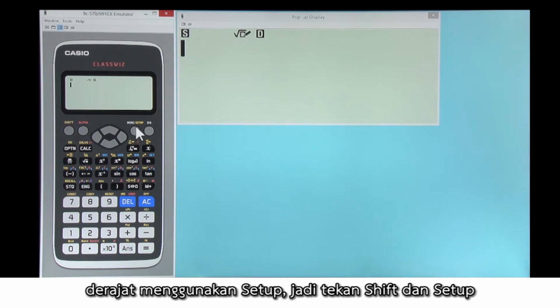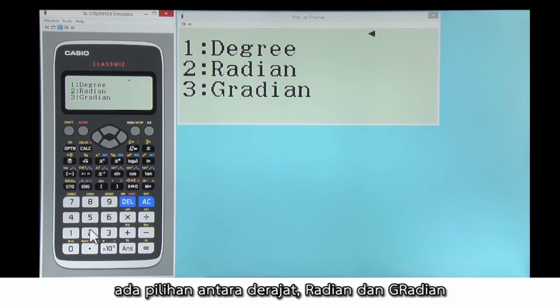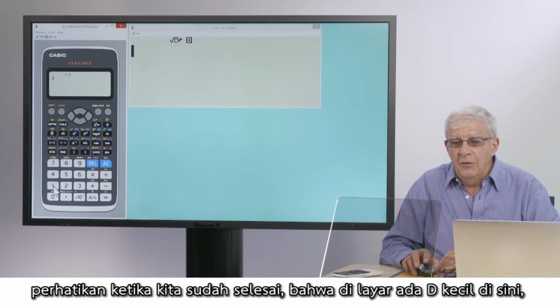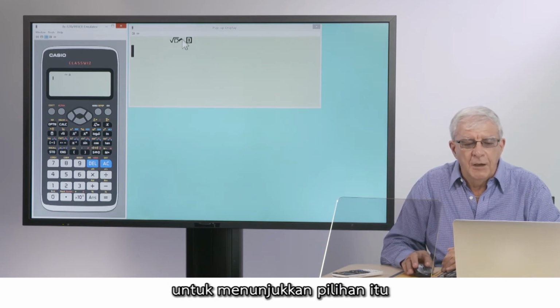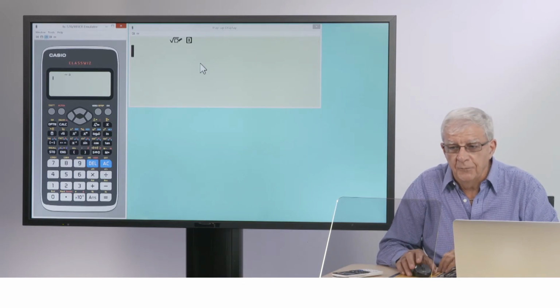So tap shift and setup, and you can see number 2 is where we choose an angle unit. There's a choice between degrees and radians and gradians. We'll choose number 1 for degrees. And notice when we've done that, in the screen there's a little D up here to indicate that choice, so you always know what has been chosen.